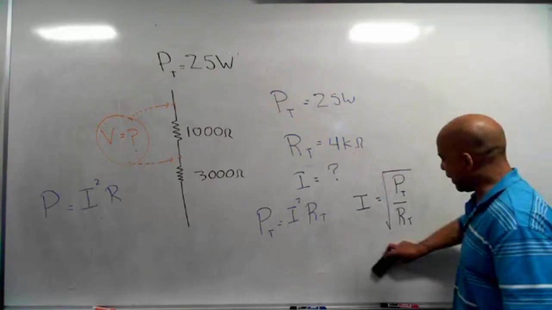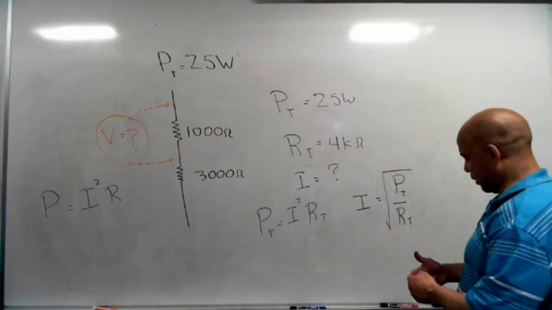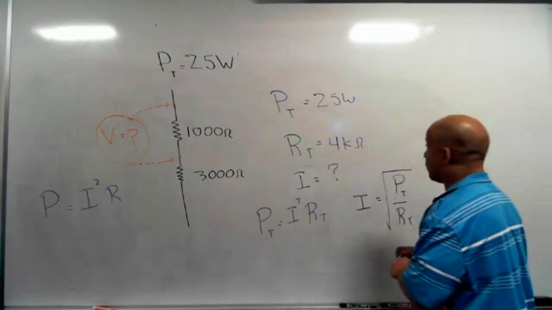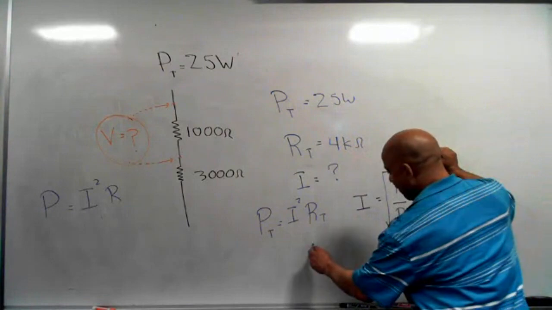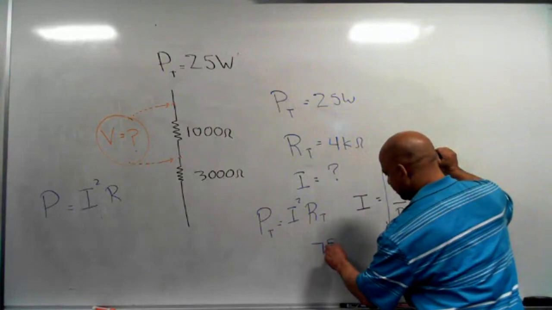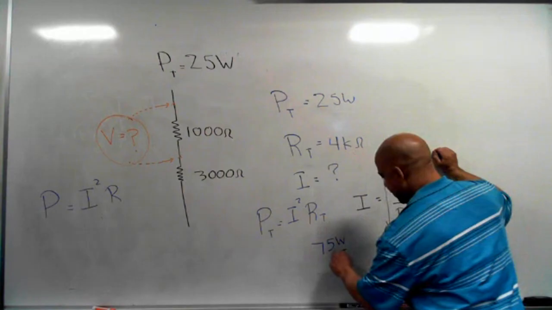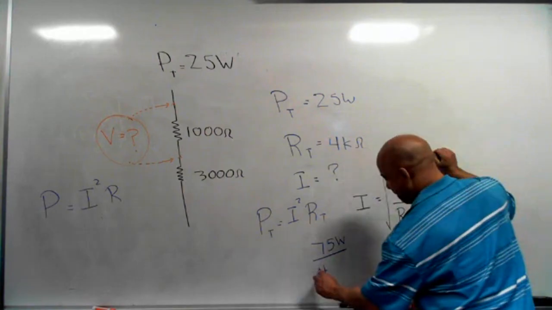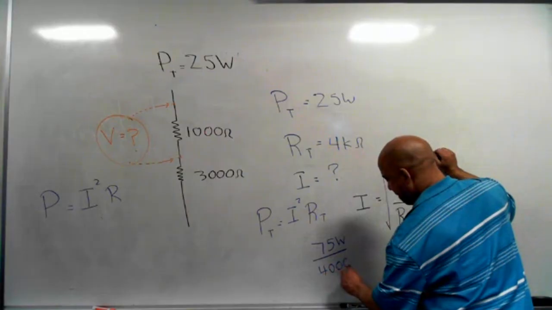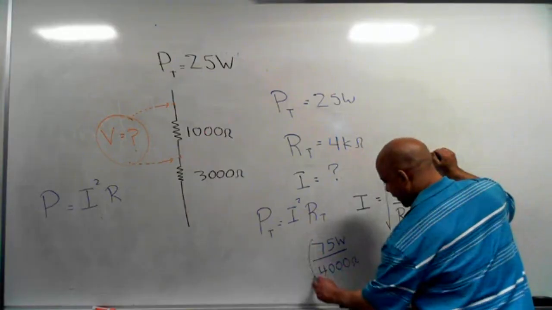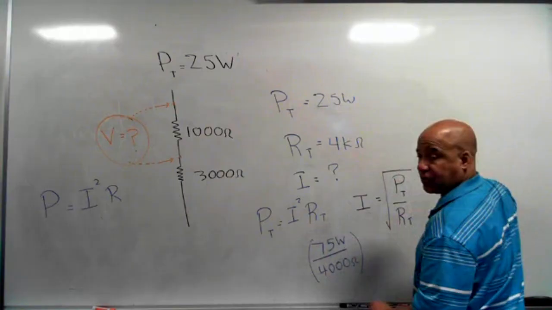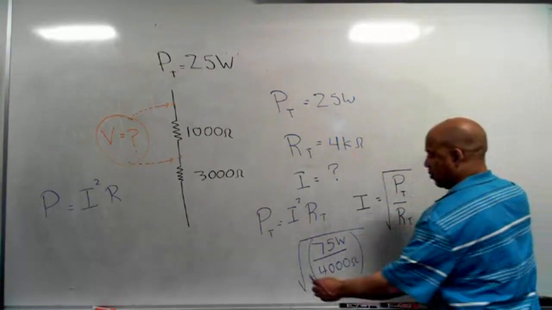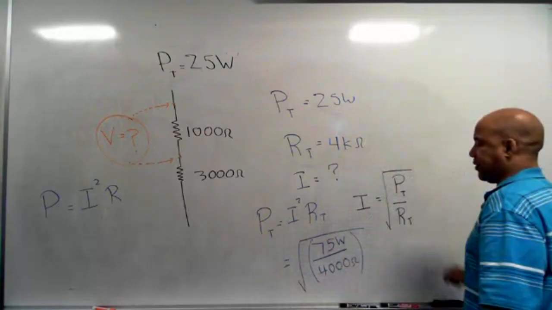Now, when you put that in your calculator, be careful, use your parentheses so that you take the square root the right way. But basically what you have here is total power, 75 watts, divided by total resistance, 4,000 ohms. Parentheses will force you to divide that in your calculator, and then take the square root of that. So whatever that is, is your answer.